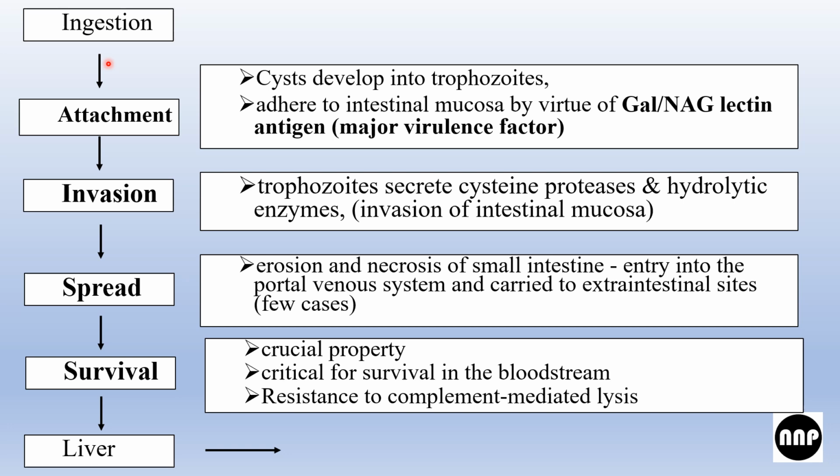After ingestion, the cyst develops into trophozoites. Then they adhere to the intestinal mucosa by virtue of the gal-lag-lectin antigen. This antigen is the major virulence factor of Entamoeba histolytica. Mark this because this is a very important MCQ question also. After attachment, these trophozoites secrete cysteine proteases and hydrolytic enzymes. With the help of these, they invade the intestinal mucosa.